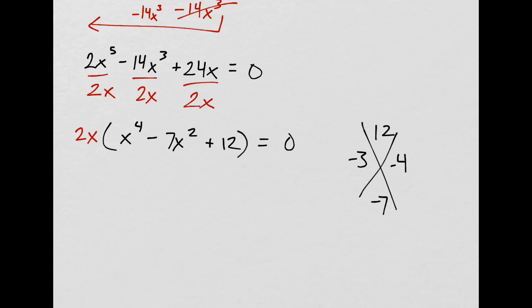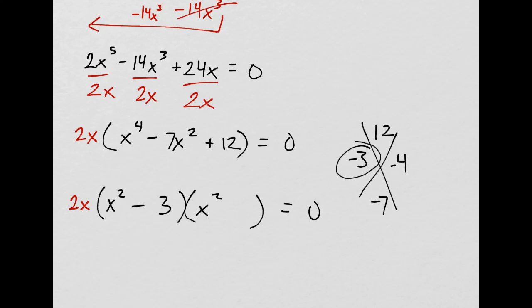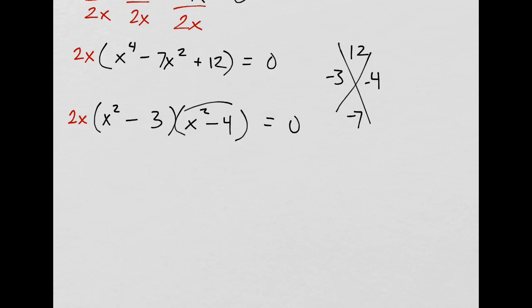And then I have my 2x. Don't forget that. And then I can use my shortcut, except remember, I must use an x squared. So it would be x squared minus 3. X squared, that minus 3 came from that. X squared minus 4. Now I can continue to factor that, right? Because that's a difference of squares.